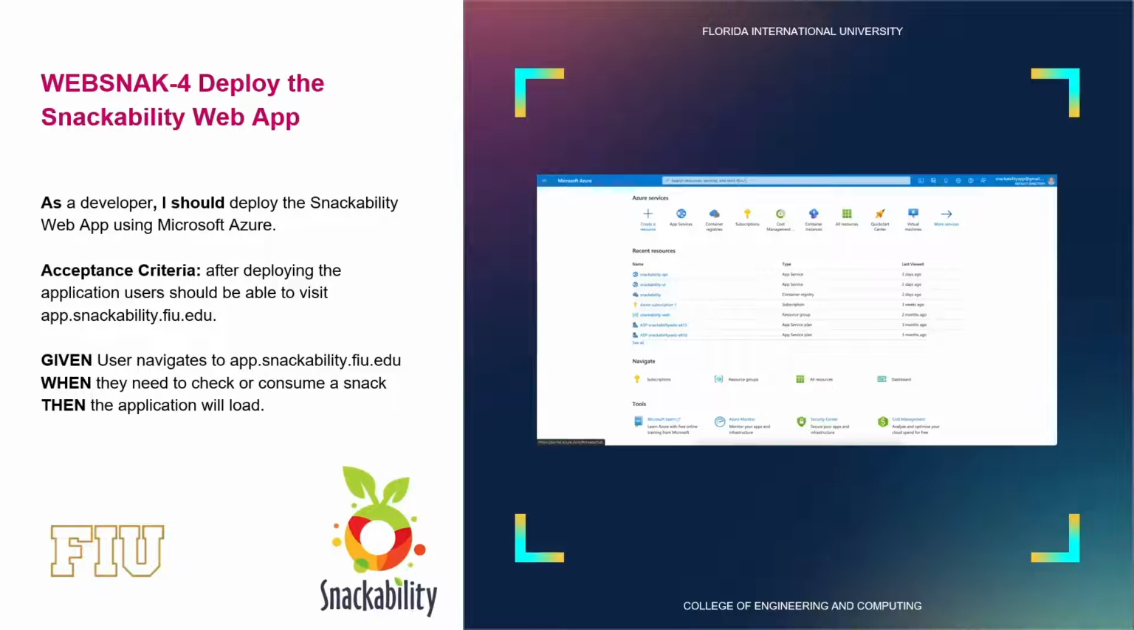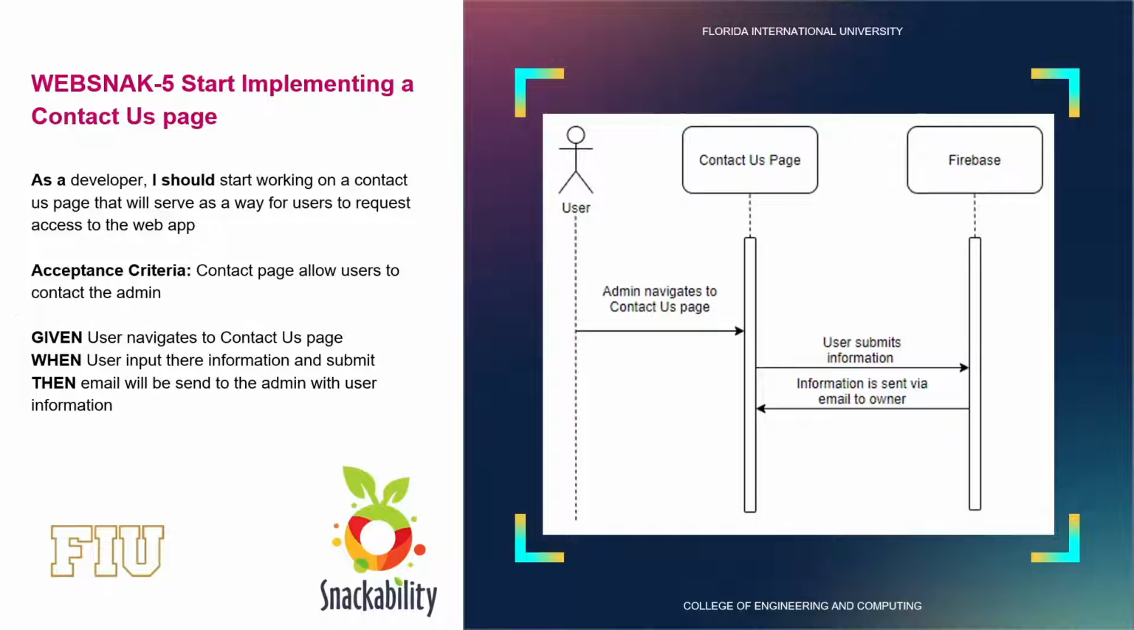To finish, we set up the subdomain from FIU so we can make navigation to the application easier for our users. So every user can access the application by using app.snackability.fiu.edu. So I'm going to pass the word now to Garcia, who is going to talk a little about the contact page.